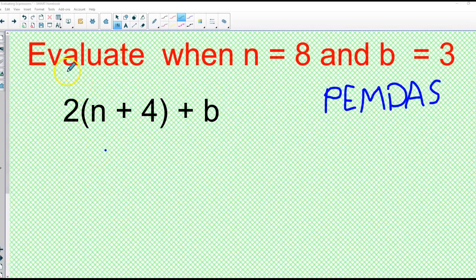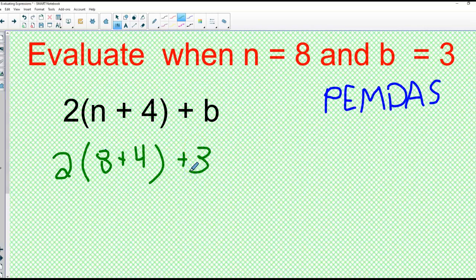All right, this one says evaluate if n is equal to 8 and b is 3. So it looks like we have two variables again. We have an n and a b, right? So for the n, I'm going to plug in 8. So I'm going to rewrite this, plugging in 8 for n. And I'm going to plug in the 3 for the b.